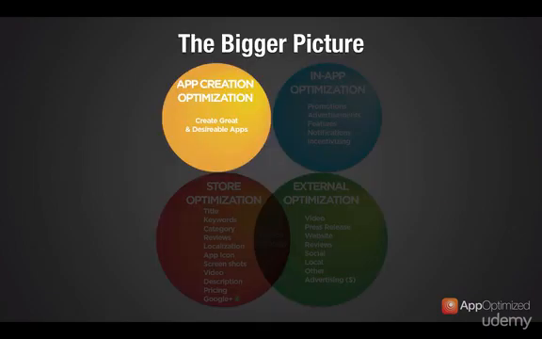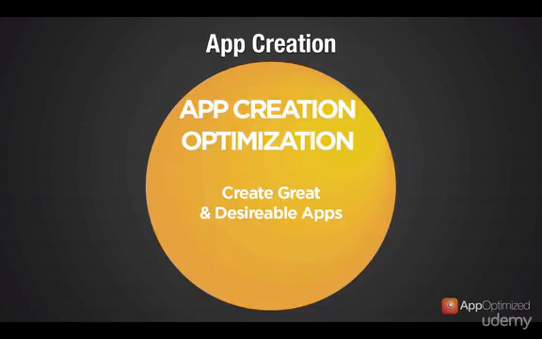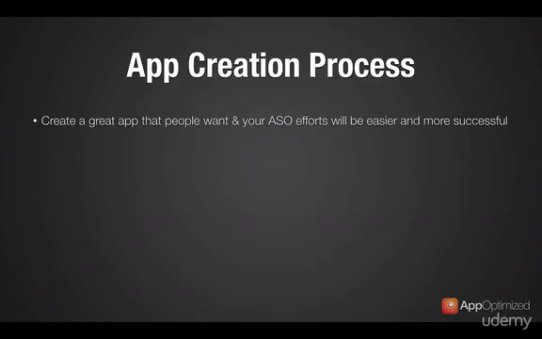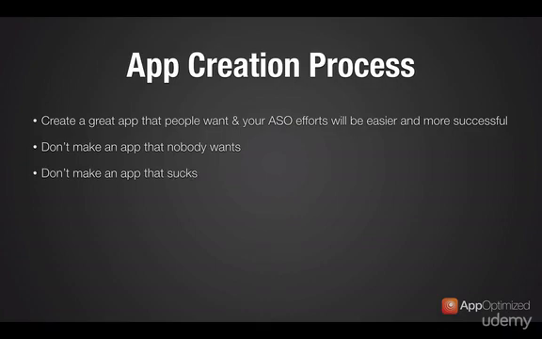So back in the graphic that I had created, the yellow circle represents the app creation process. And ideally, you want to create a great and desirable app. So what makes a great and desirable app? You want to create a great app that people want, and this will make your ASO efforts easier and more successful. So obviously, don't make an app that nobody wants, and you also don't want to make an app that sucks. You may make an app that somebody wants, but if it sucks, it's still not going to do very well. So instead, consider these 4 things.